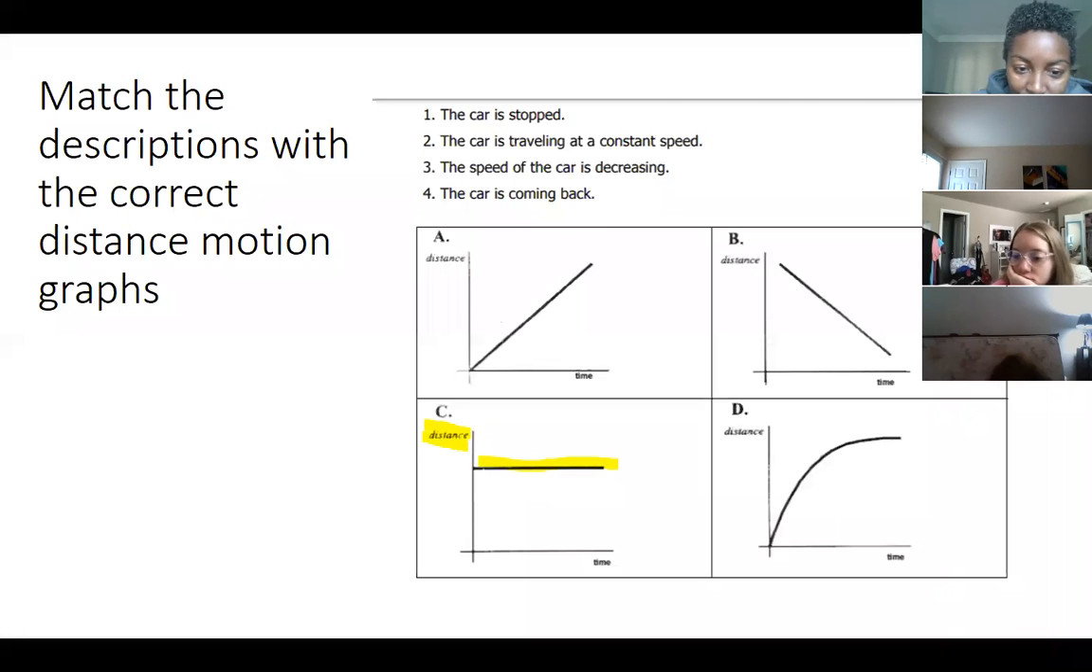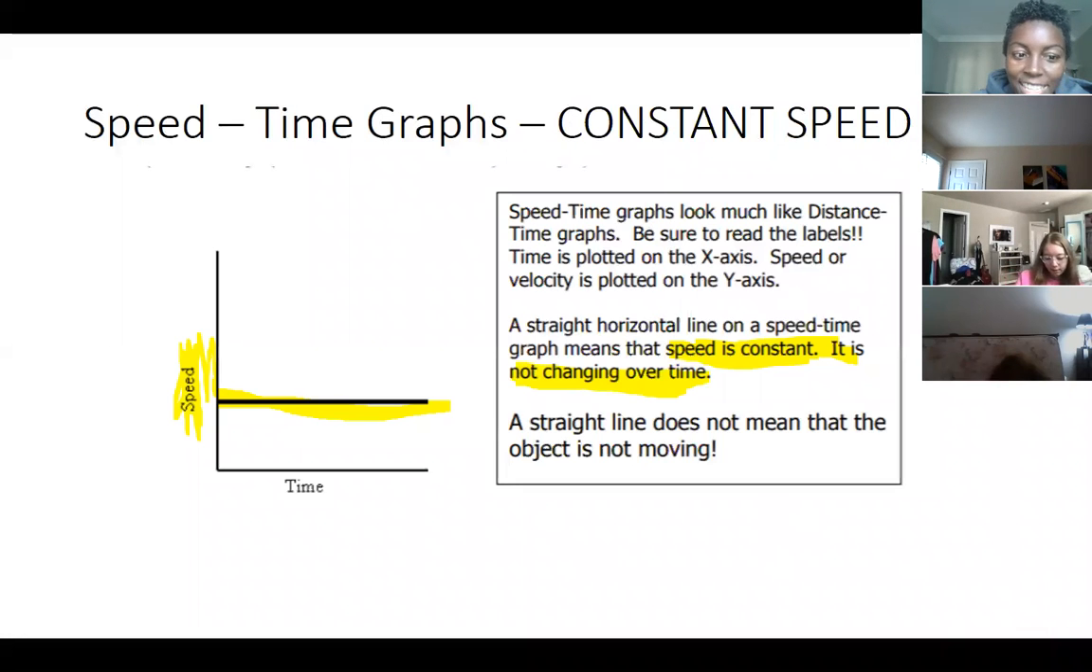On this one, however, it says speed. So I'm moving, but I'm just not getting faster or slower. So this one, if it says speed time graph, this is the trickiest one, okay? You are moving, but you're moving at a constant speed. Does everybody understand the difference between the two? Can somebody tell me in their own words, what's the difference between the two? Because they're both straight lines.